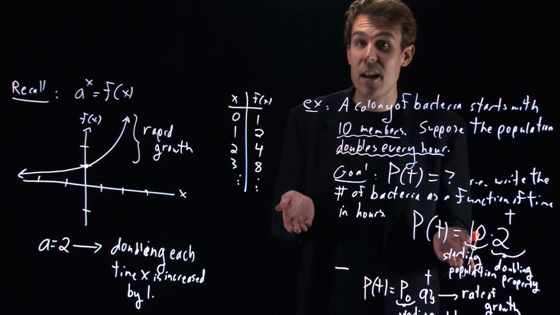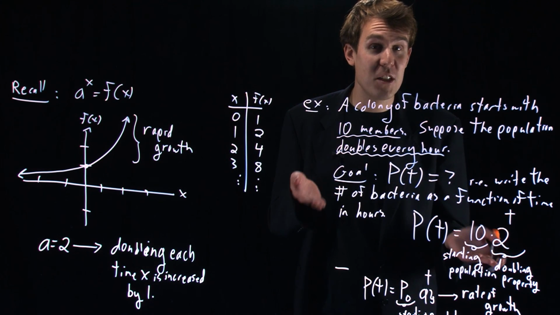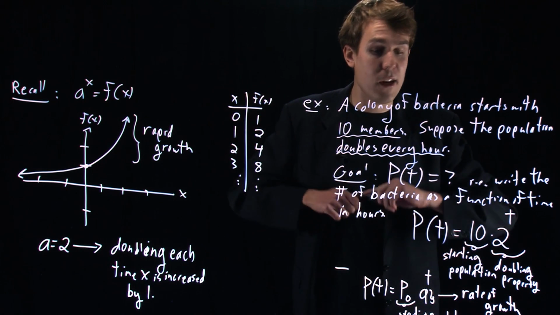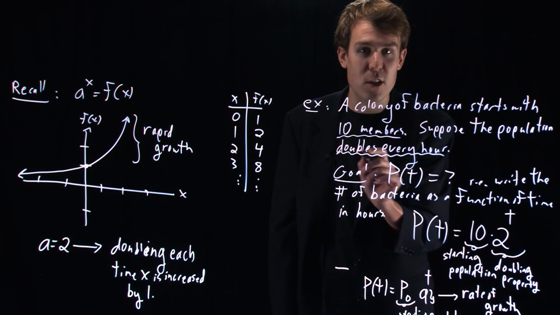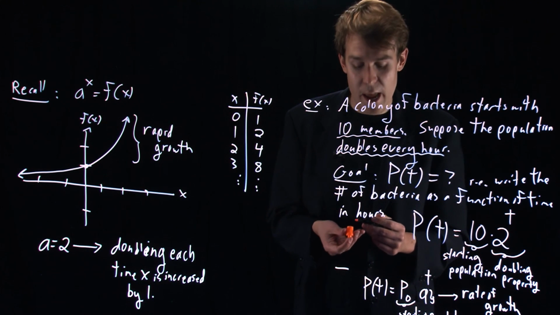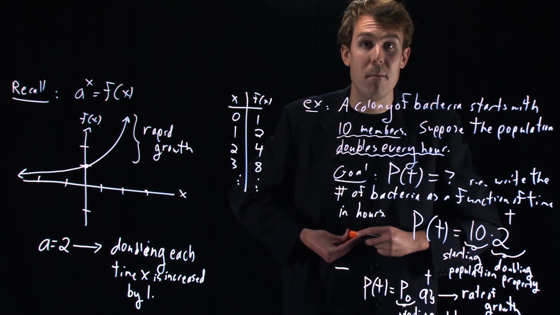So how do you know, again, whether you should use the exponential model or not? There's no hard and fast rule. You need to look at the problem. And the hint for us was the assumption that the population doubles every hour. This was the major hint that we should be using an exponential model, in particular with the base 2.